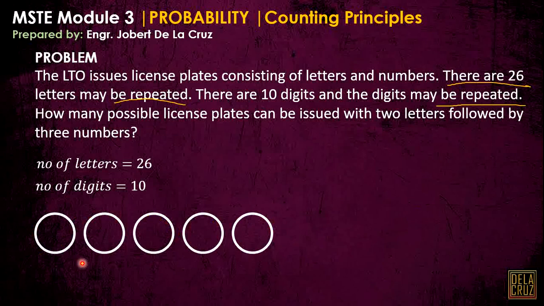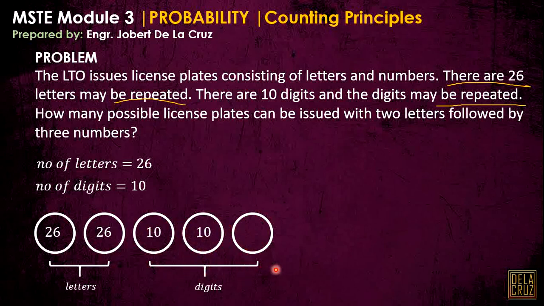Let me draw it in a circular way. It's up to you what your presentation will be. So these first two should be letters and these three should be digits. Clear? Now, the number of possible ways here is 26, of course. Then here it is still 26, since it may be repeated. This one should be 10, this one 10, and this one 10. These are our choices there.